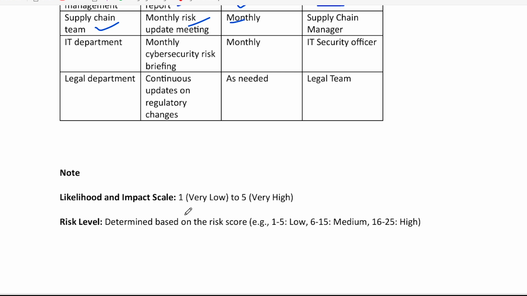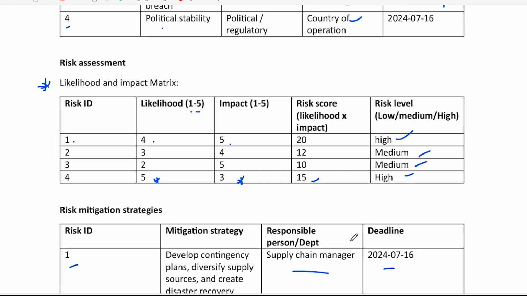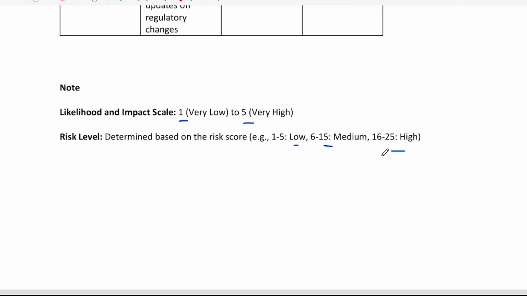And you help the people who are reading this one to know what does 1 mean, what does 5 mean. Again, in terms of score, anything that falls between 1 to 5 is low, 6 to 15 medium, 16 to 25 high. And you see that here when you're doing your score. How do you know this one is high? Because it's between 16 to, if you go back here, between 16 to 25.